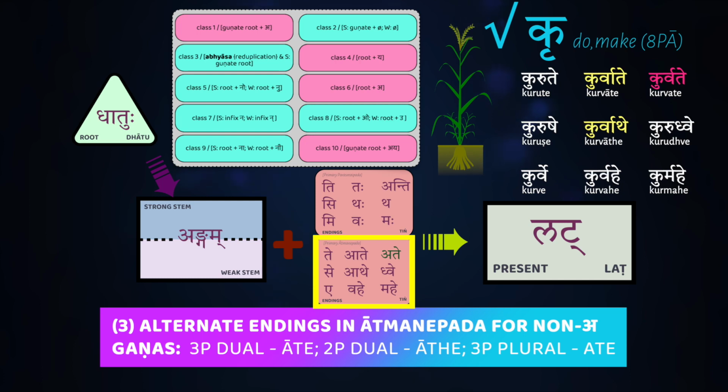So for example, for the root kṛ, to do or make, this is an 8th class verb. It gets conjugated both in parasmaipada and ātmanepada forms. Now on the ātmanepada side, for the duals, we're going to use the weak stem for the root, which is kuru, and then we're going to add āte to make kuruāte. The 2 of them do or make. Or kuruāthe, the 2 of you do or make. The ātmanepada third person plural for kṛ is kurvate, not kurvante.